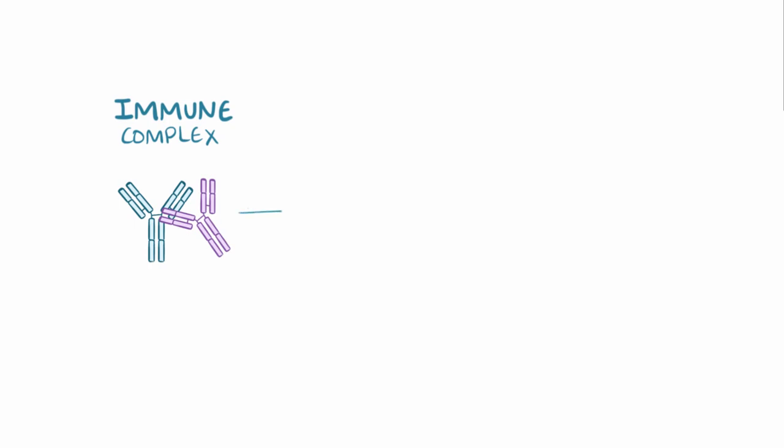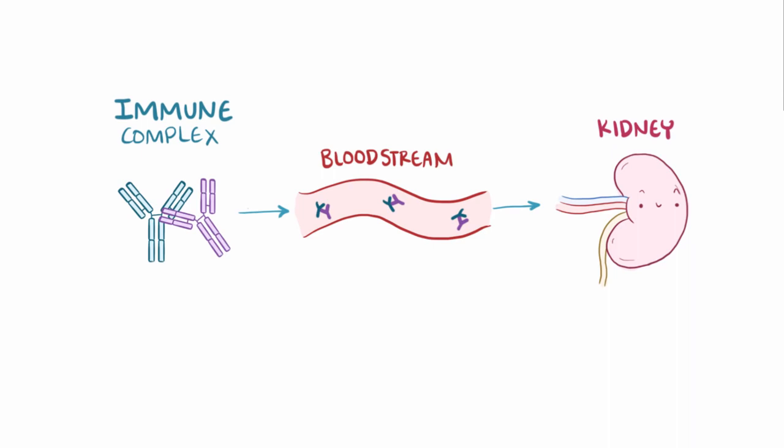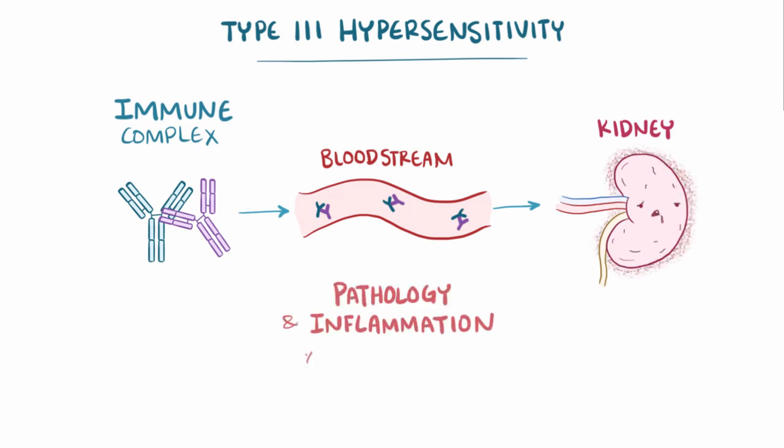These immune complexes can travel through the bloodstream where they get trapped at sites of filtration, like the kidney. IgA nephropathy is therefore a type 3 hypersensitivity disorder, meaning that pathology and inflammation will happen at the site the immune complexes deposit, not where they're formed.